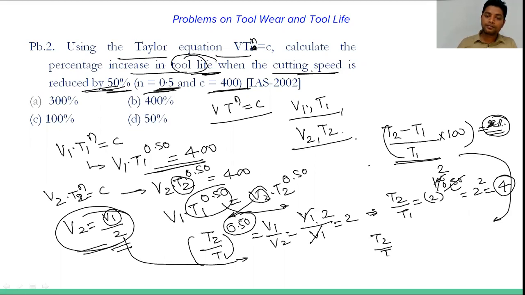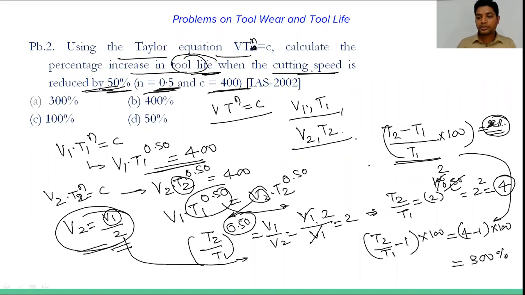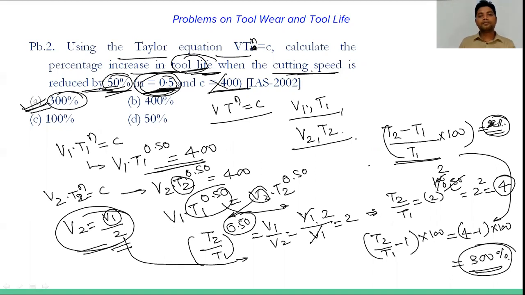Okay, now from this equation, this will be T2 by T1 minus 1 into 100, so T2 by T1 is 4, minus 1 into 100, so this equation answer will be 300 in percentage. Okay, so when you use the value of n, that is 0.50, c से कोई फर्क नहीं पड़ रहा है यहाँ पे. Means value of n will be 0.50 and the cutting speed is reduced to 50%, then the change in tool life will be 300%, so the option will be A. Okay, so in this video we are stopping up to here. In the next video we'll go for the next numerical problems.